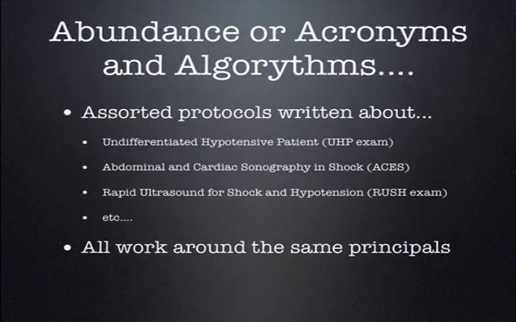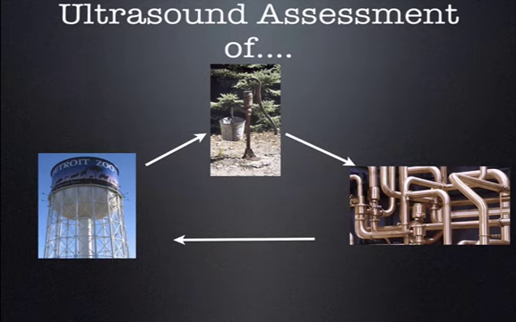Now, if you look into the literature, there's a whole bunch of algorithms and acronyms for ultrasounding the undifferentiated hypotensive patient. The truth is I don't really want you memorizing any of this stuff. I don't want you memorizing some algorithm, some step 1, 2, 3, 4 approach. I want it to be something intuitive, because that's what's going to serve you the best when you're caring for someone who's acutely ill. And really, at the end of the day, all of these algorithms work around the same principle anyway. And that is a tank, a pump, and some pipes.